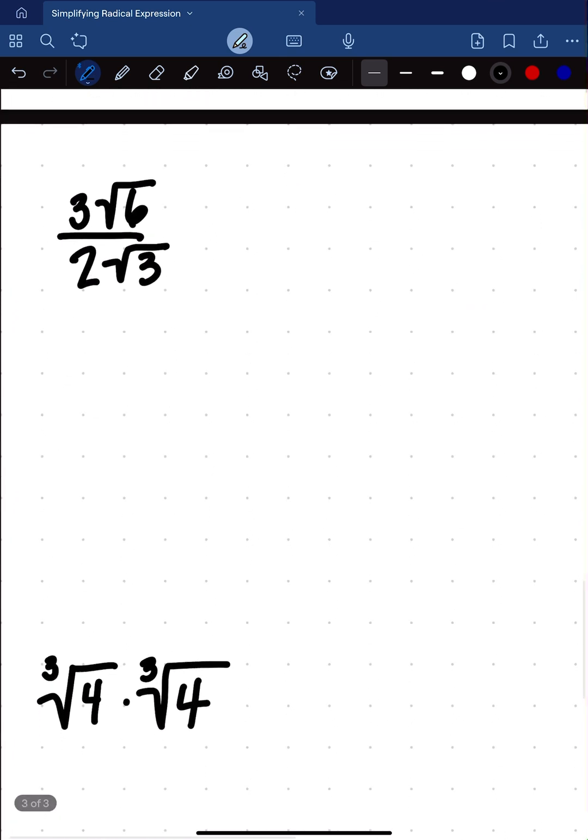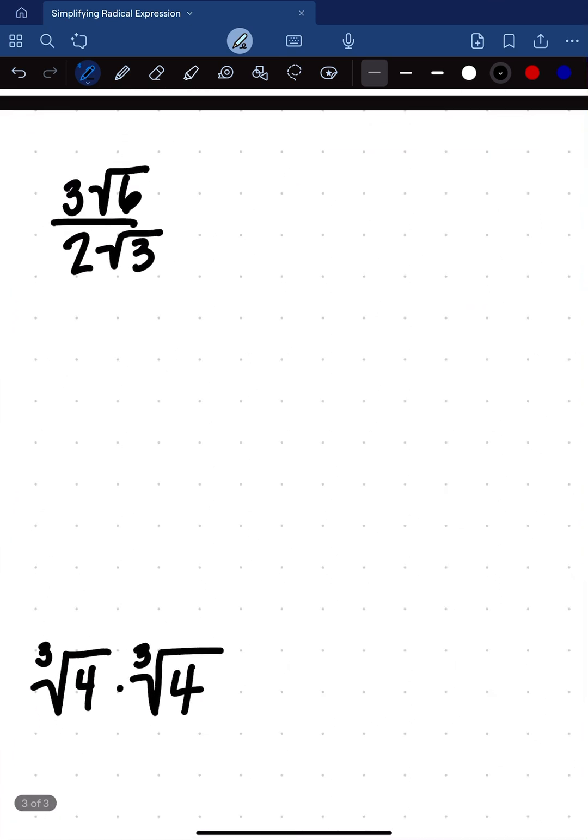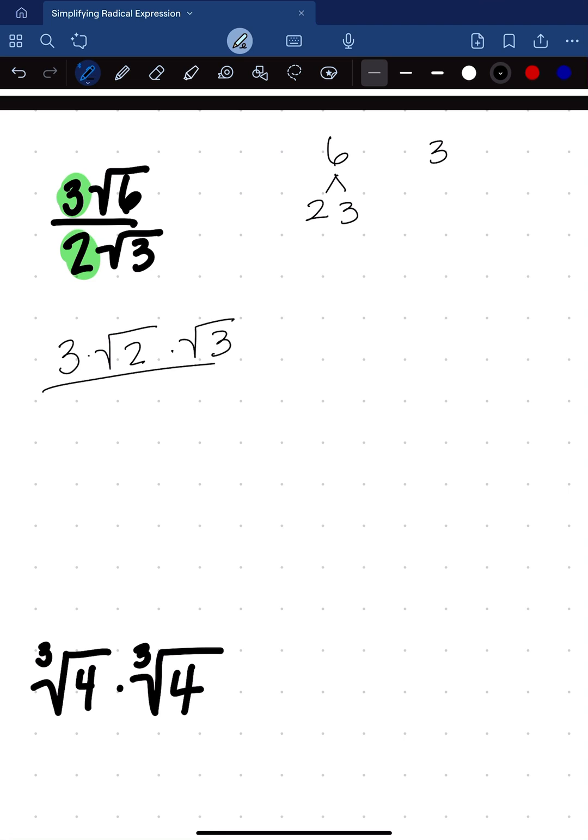Here we have a mix of coefficients, the coefficients being 3 and 2. As they are right now, I can't simplify. I do want to break up the 6 and the 3 again, which we know 6 was the same thing as 2 times 3. 3 is already a prime number. So I'm going to expand this. I have 3 times square root of 2 times square root of 3, all over 2 square root of 3.